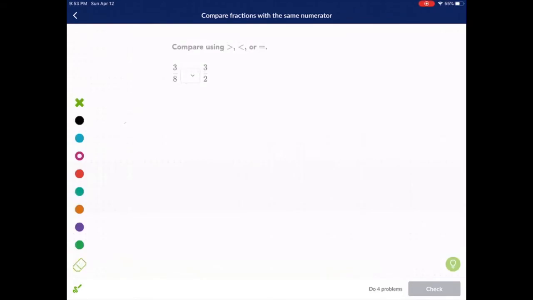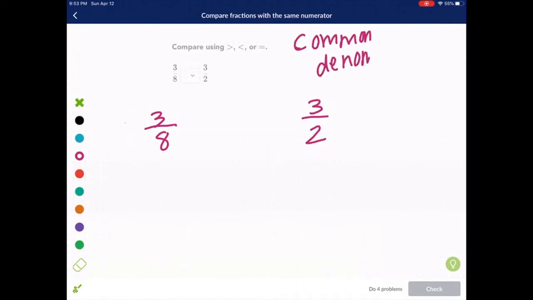Okay, so to start solving this problem, I'm going to write the 2 numbers over again. But I'm going to find a common denominator between the 2 of them, so I can know for sure which one is bigger and which one's smaller. So I'm going to say, okay, I want to keep the number 8. I want them both to have the same denominator. What do I need to multiply 2 by to get 8?